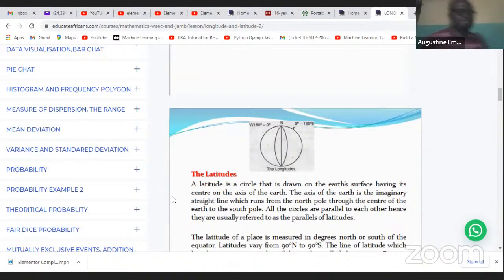Now take note. The meridians, all of them are of equal size. Chika, are you aware that all the meridians are of equal size? Because they are passing through the middle, from the North Pole to the South Pole. But for the parallels of latitude, as they are going up, the sizes are decreasing. Chika, can you notice that?